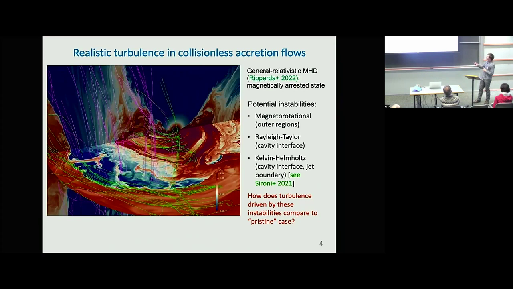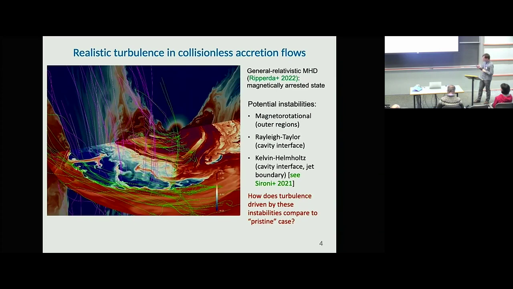So specifically, the type of instabilities that we see occurring here are magnetorotational instability, which would be occurring in the outer regions here, Rayleigh-Taylor instability on the interface between the cavity and the ambient flow. And there's also some Kelvin-Helmholtz instability, which I won't be talking about, but there's been nice work by Lorenzo Ceroti, for example, on that problem.